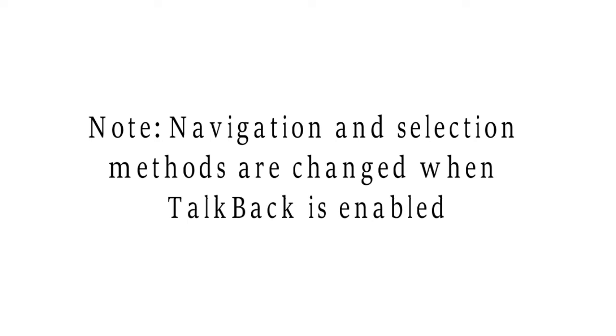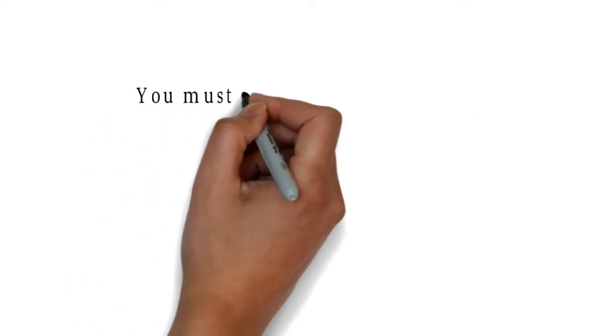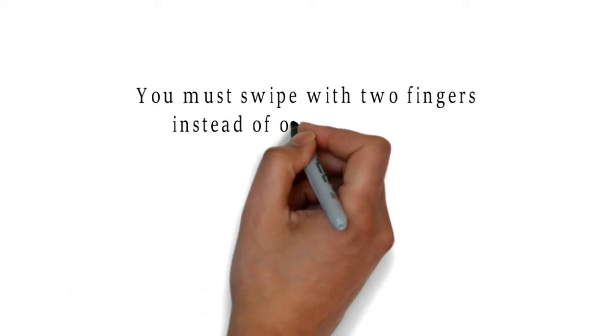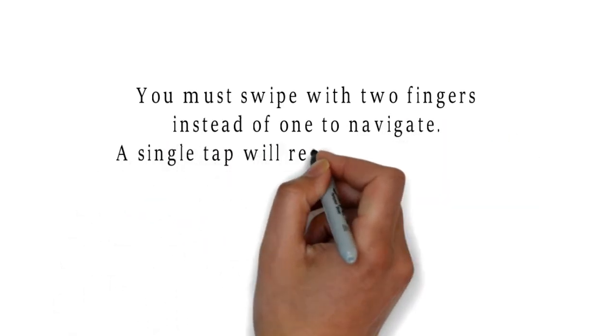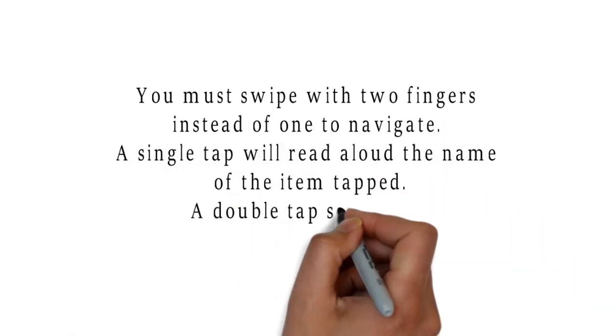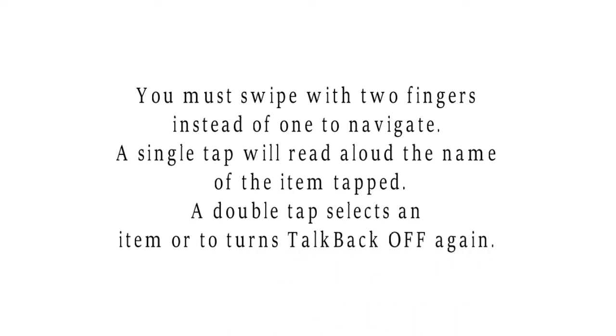Note: navigation and selection methods are changed when TalkBack is enabled. You must swipe with 2 fingers instead of 1 to navigate. A single tap will read aloud the name of the item tapped. A double tap selects an item or turns TalkBack off again.